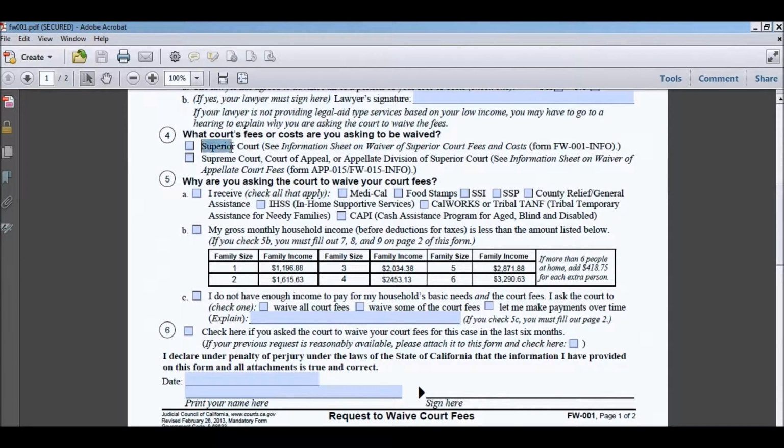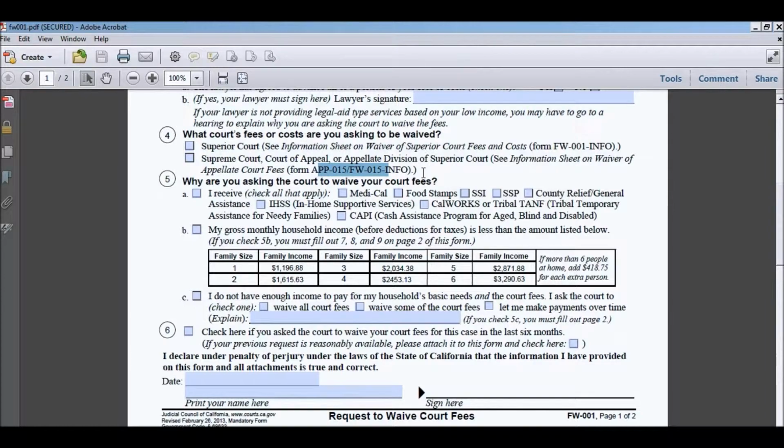So for example, you can ask for superior court fees, and if you want to find out what fees and costs are waived, you can go to form FW001-info right here. You can also ask for appellate fees to be waived, and that would be California Supreme Court, the California Court of Appeals, or the appellate division of the Superior Court. And if you want more information on that, go to these forms right here, the APP015, as well as the FW015-info. Those are the same form that just have 2 separate numbers.